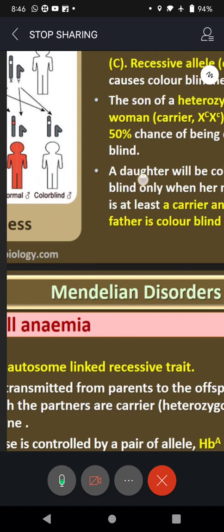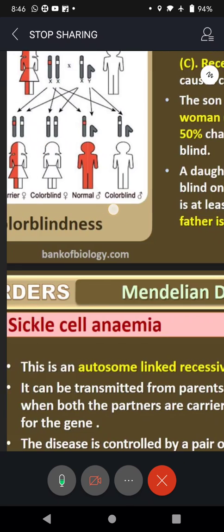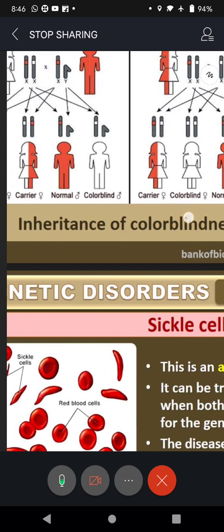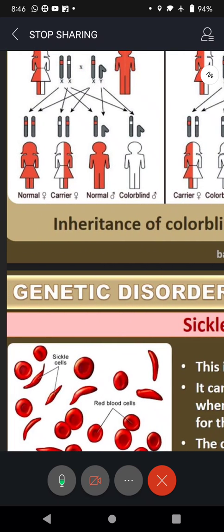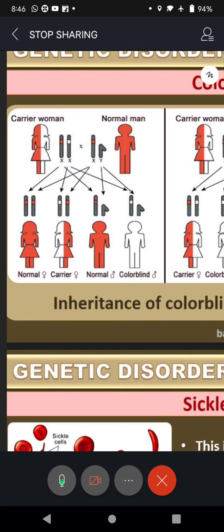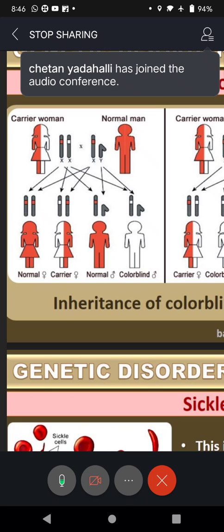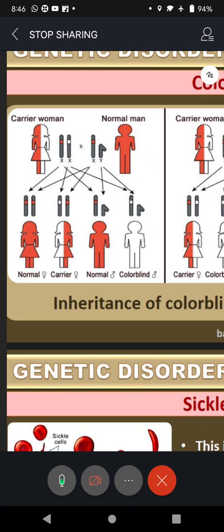Now let us see various, like yesterday you did, various possibilities. Let us work out now. Now carrier woman and normal man. Now carrier woman, what is that carrier woman? Just now we said XX, and she will have capital C, small c. Normal man, of course, XY. There is no gene there.